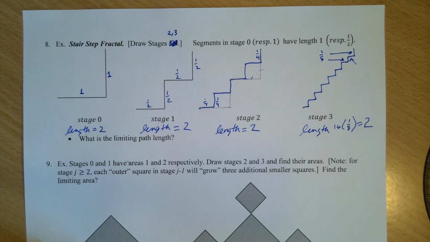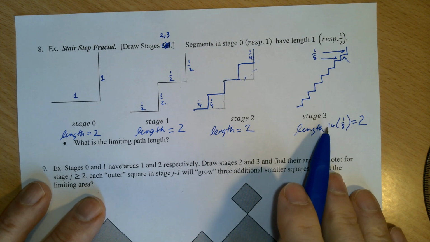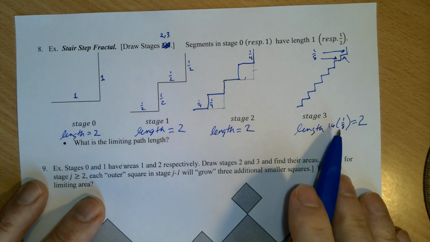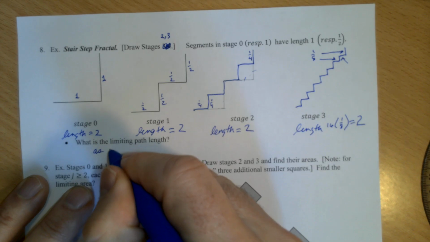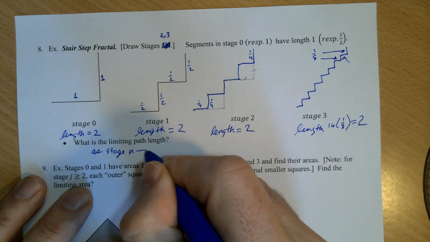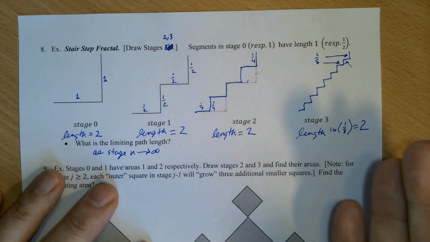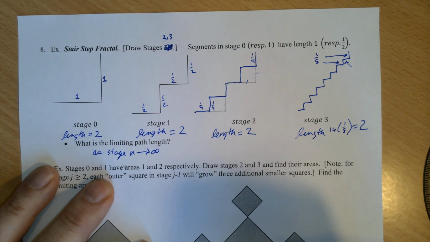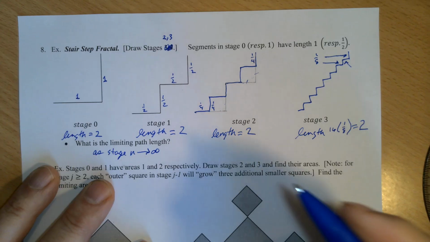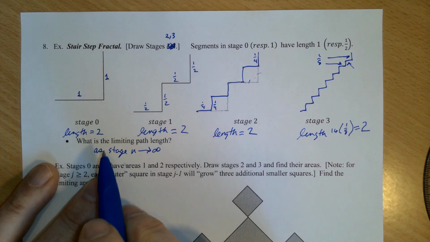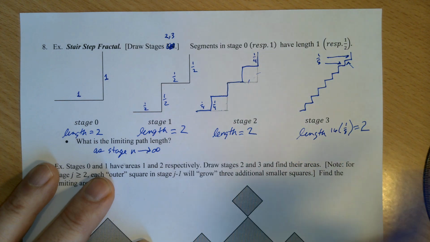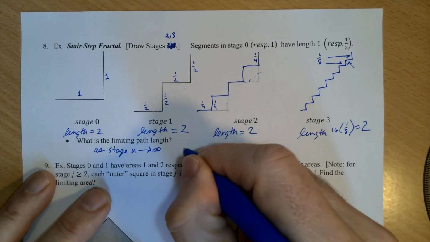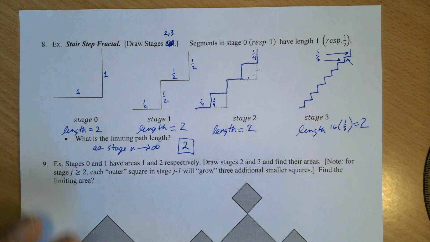So that's pretty interesting. So stage 4, stage 5, every stage is going to have length 2. So the limiting path, that means as stage n goes to infinity, well, it's just going to be 2. In calculus, if you remember, you have a constant sequence 2, 2, 2, 2, 2, dot, dot, dot. It converges to, you guessed it, the number 2. So the limiting path has length 2.